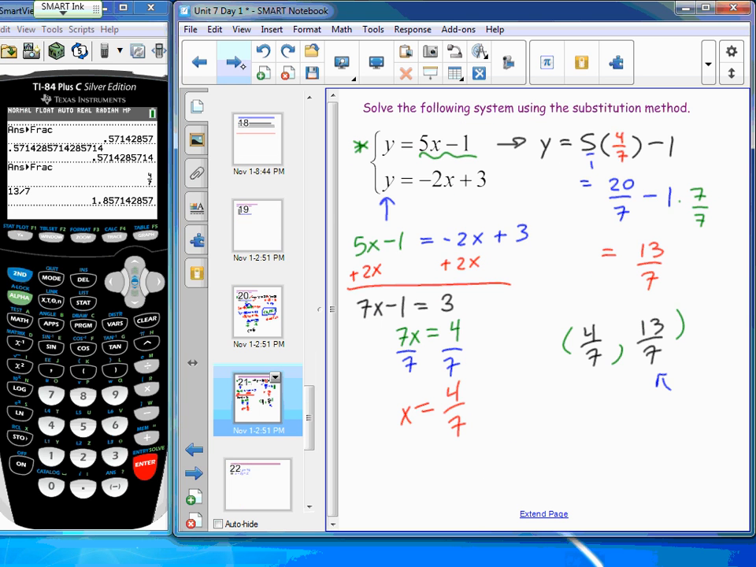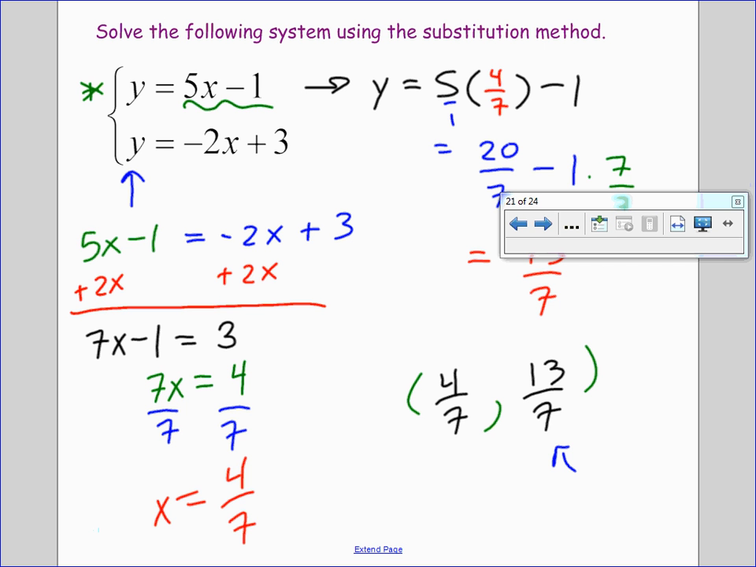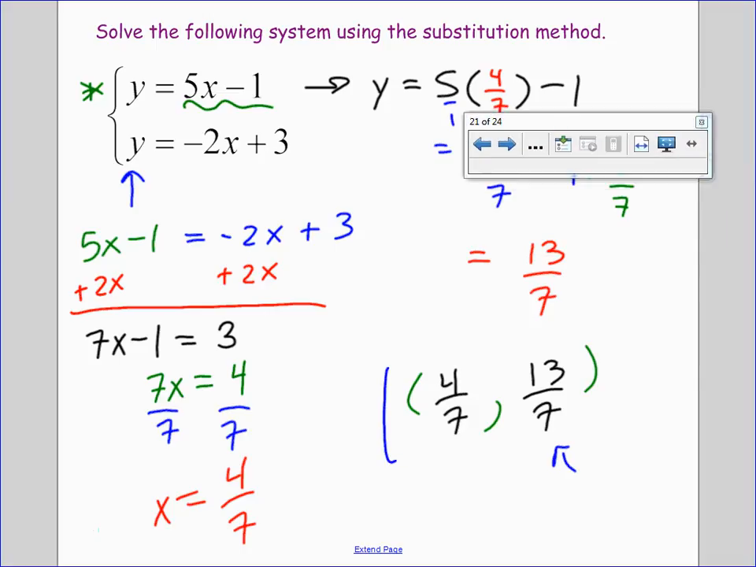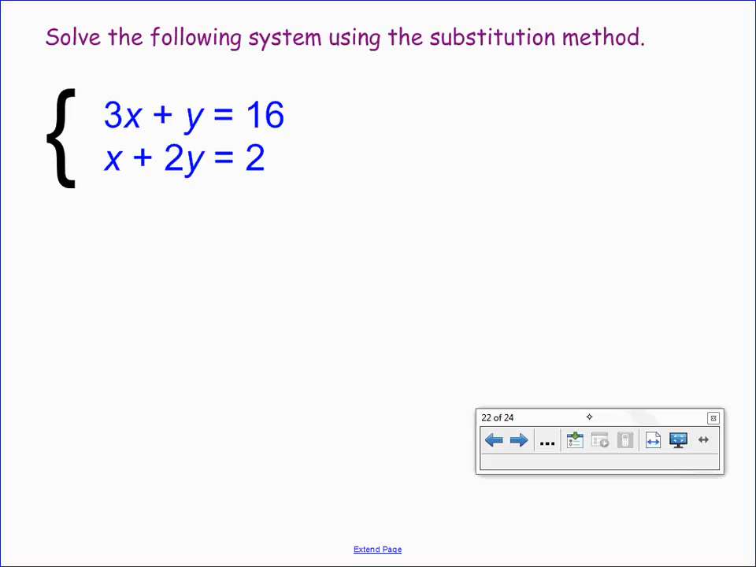What kinds of questions do you have about the substitution method thus far? Okay. Then let's go ahead and take a look at another.